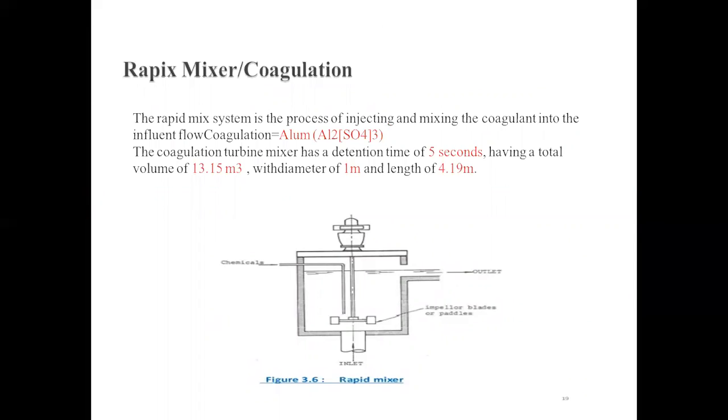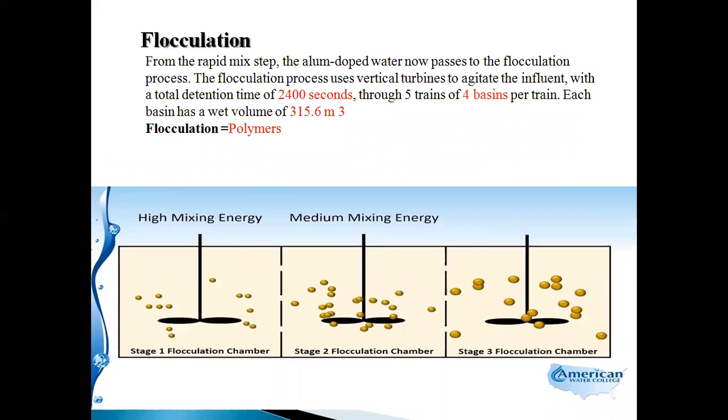Next is rapid mixing. In other words, we can say the coagulation tanks. In coagulation, we choose a chemical to remove the suspended and colloidal particles from raw water. The detention time is 5 seconds, and the total volume of the tank is 13.15 cubic meters, whereas the diameter of the tank is 1 meter and the length is 4.1. Next, the water is allowed to pass to the flocculation tank.